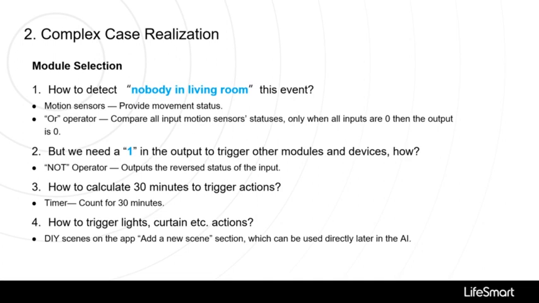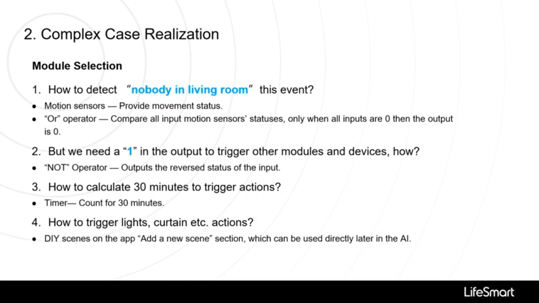To realize this, we want to use an OR operator. It will compare all the input from the motion sensor statuses, and only when all the motion sensors give a 0 signal, the output of the OR operator is 0. In this way, it means that no motion was detected in any of these motion sensors.